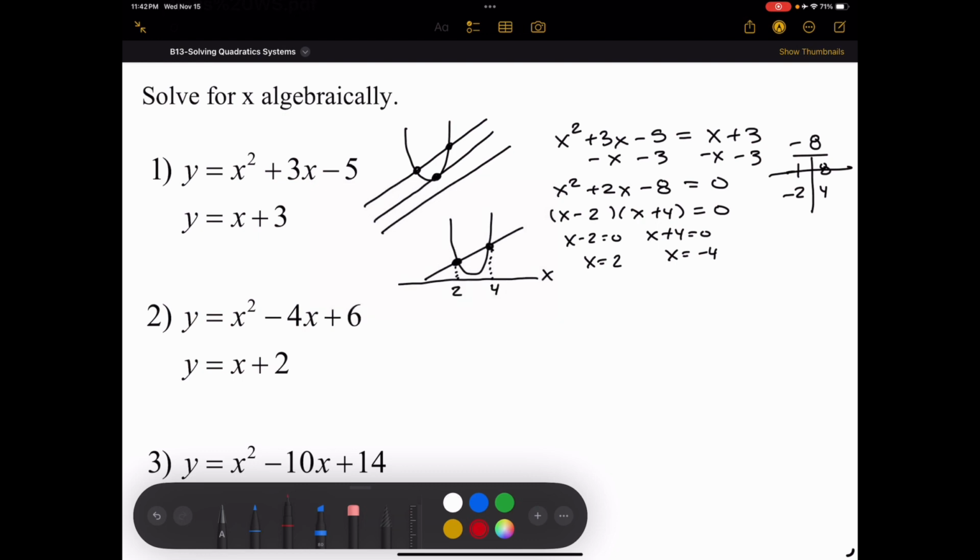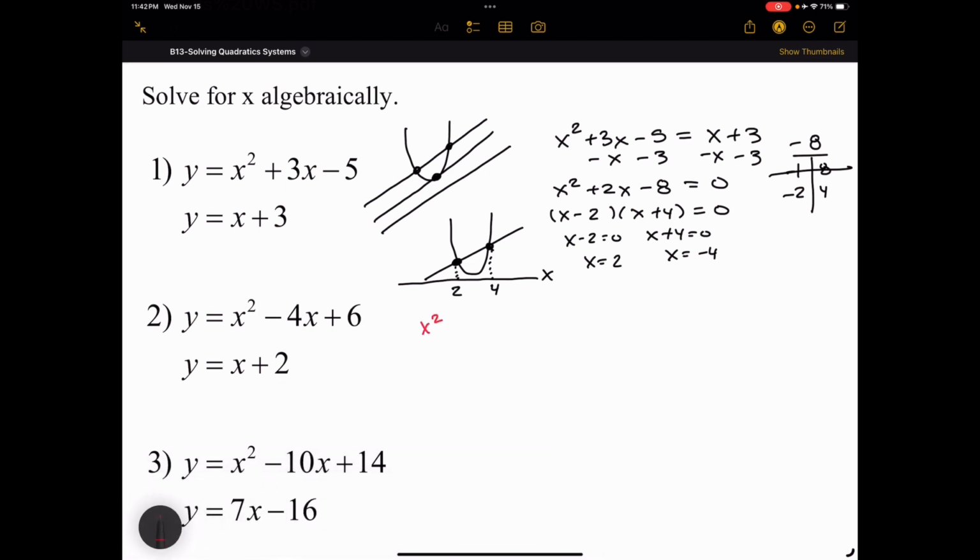All right, let's look at number 2. They're both solved for y, so I'm going to just set them equal to each other. x squared minus 4x plus 6 equals x plus 2. I'm going to subtract x and subtract 2 from both sides, so minus x minus 2. I'm going to get x squared minus 5x plus 4 equals 0. So multiples of 4 that add up to negative 5. That's a nice one. It's 1 and 4. So both have to be negative. They multiply to make positive 4 and add up to negative 5. So we're good.